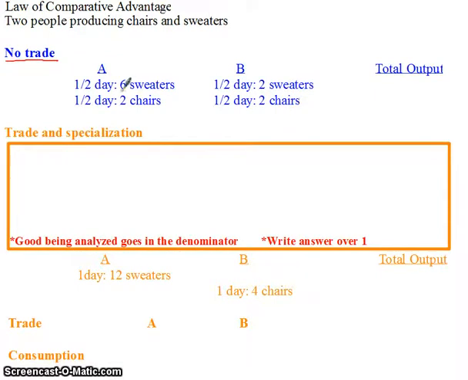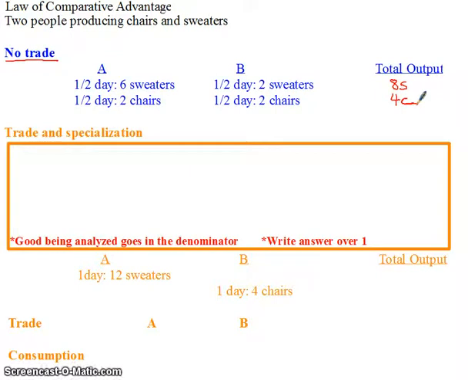So at the end of the day, how many sweaters have been made? Well, in the first half of the day, person A made 6 sweaters, B made 2 sweaters. So at the end of the day, total output, 8 sweaters have been produced. And then in the second half of the day, person A makes 2 chairs and person B makes 2 chairs. And so at the end of the day, we would have 4 chairs. Okay, so that's what they can do.